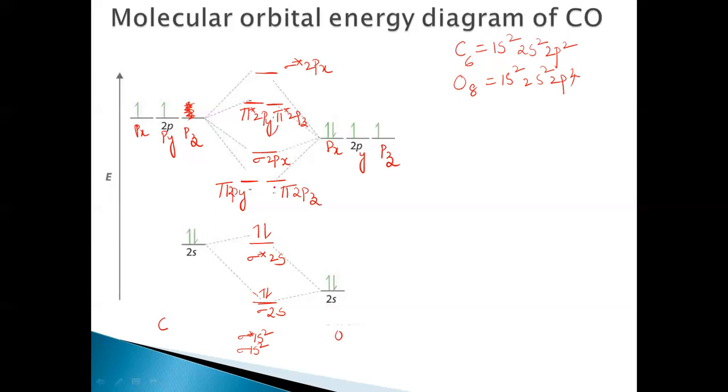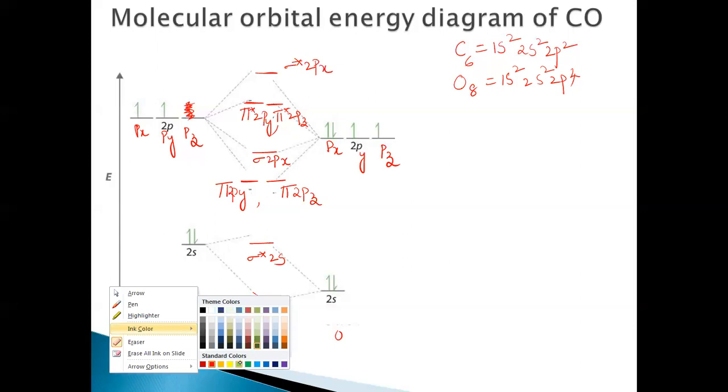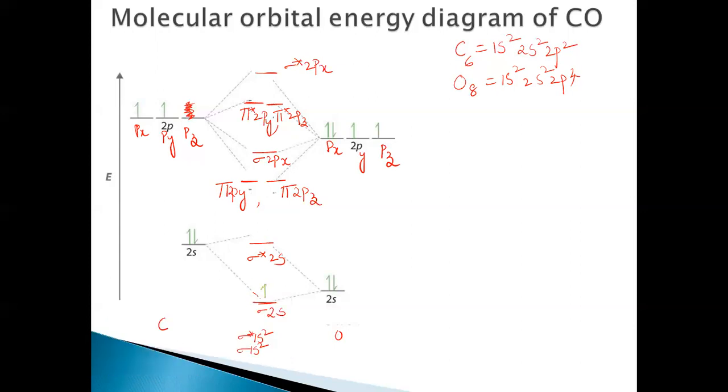and py and pz result in the formation of pi 2py and pi 2pz, and pi star 2py and pi star 2pz here. So, total number of 1, 2, 3, 4, 5, 6 electrons we can see here. So, these 6 electrons, here, so these 2 electrons are filling here. So here, 1, 2, 3, 4, 5, 6 electrons.